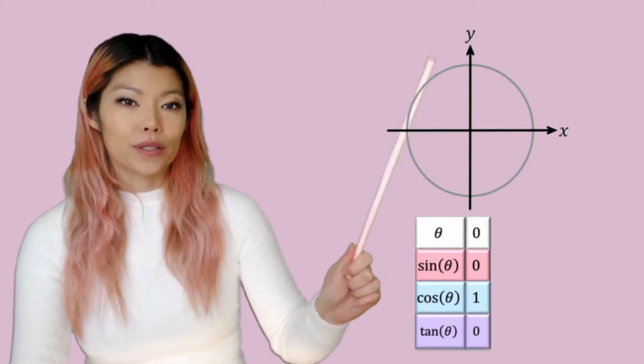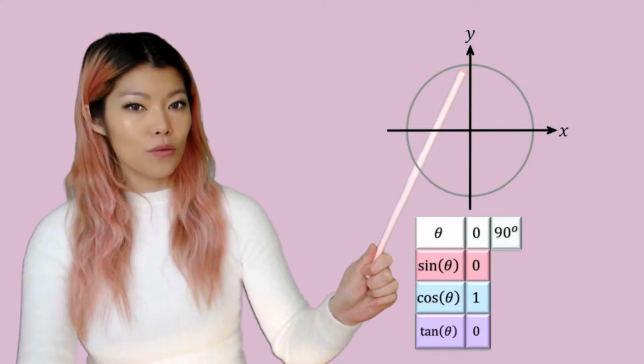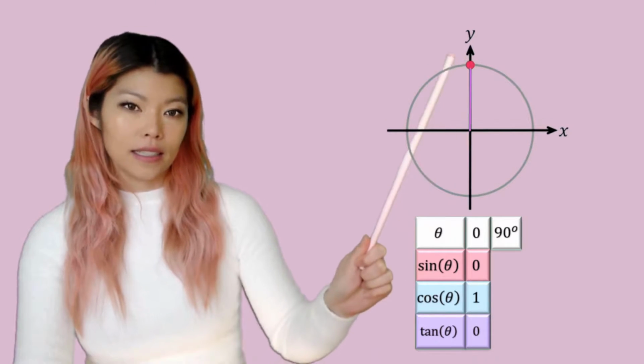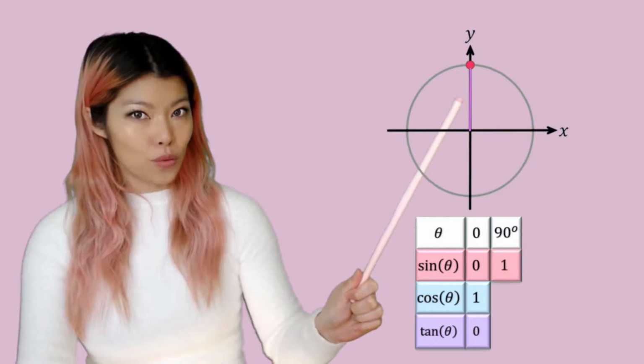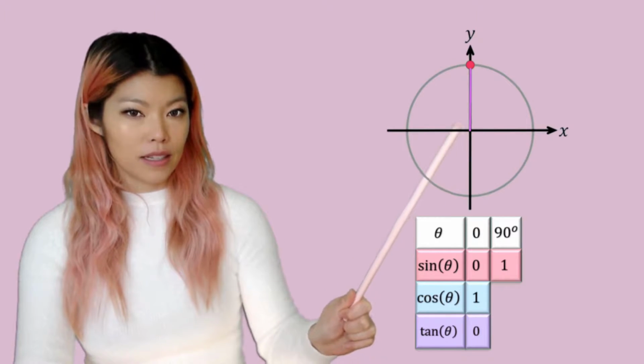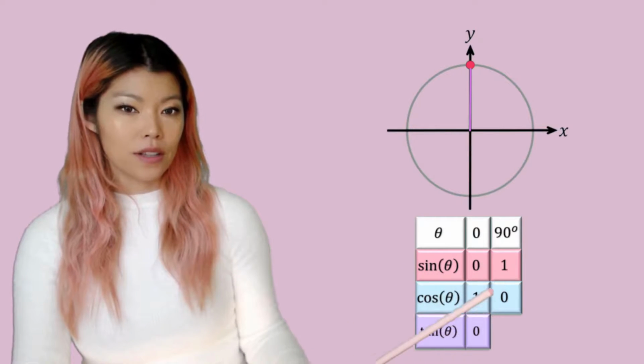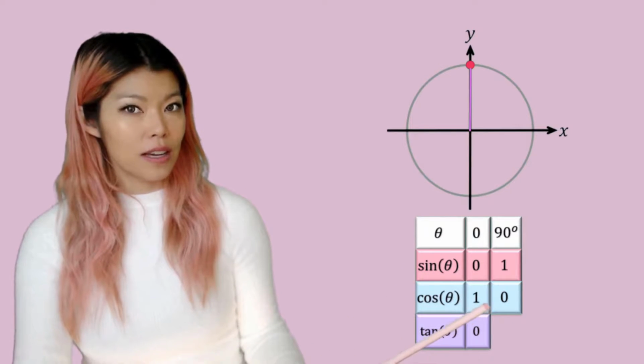Next up, we go to this point up here, which is 90 degrees. And the sine at 90 is our y value, which is 1, and the cos over here, our x value, is 0. Well, the tan is the sine over cos, 1 over 0, which is, well, dividing by 0, it is undefined.